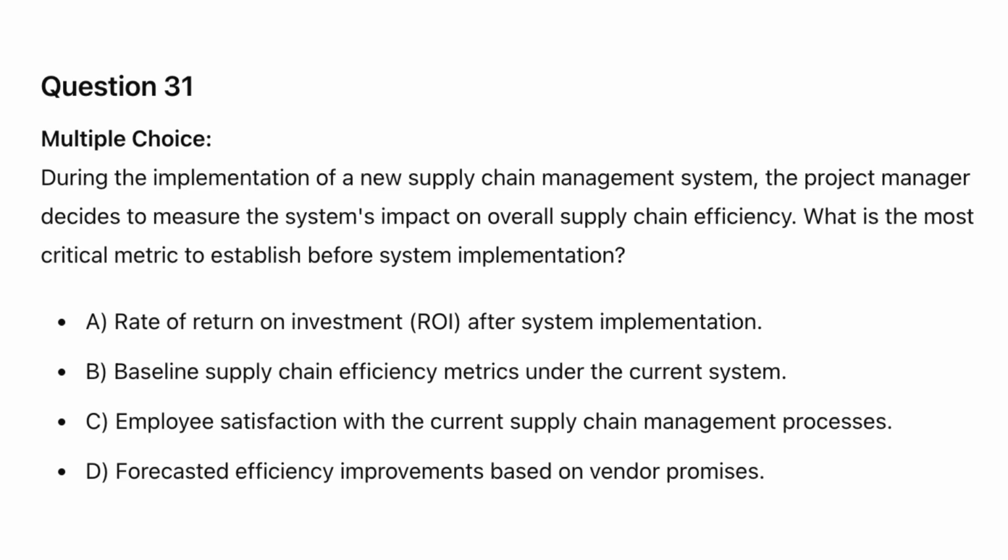Question 31. During the implementation of a new supply chain management system, the project manager decides to measure the system's impact on overall supply chain efficiency. What is the most critical metric to establish before system implementation? A. Rate of return on investment (ROI) after system implementation. B. Baseline supply chain efficiency metrics under the current system. C. Employee satisfaction with the current supply chain management processes. D. Forecasted efficiency improvements based on vendor promises.